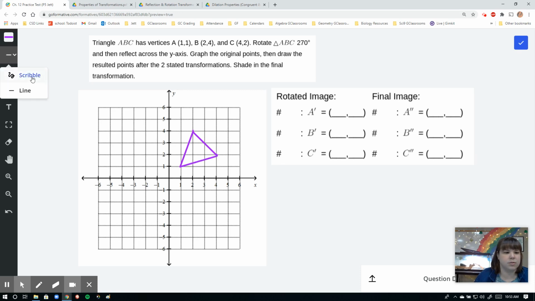And then I can use the scribble tool to write down what the names are. So this is A. We said that this one was B, and this one's C. Okay, so our first transformation is we need to rotate it 270 degrees counterclockwise, because that's the default.